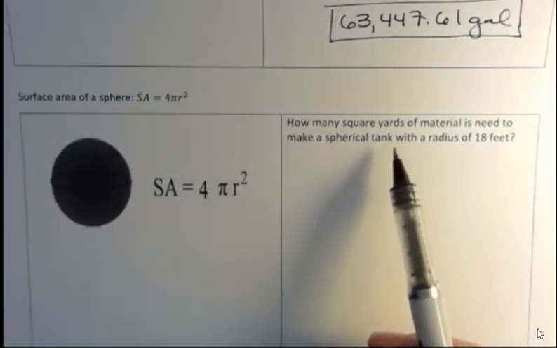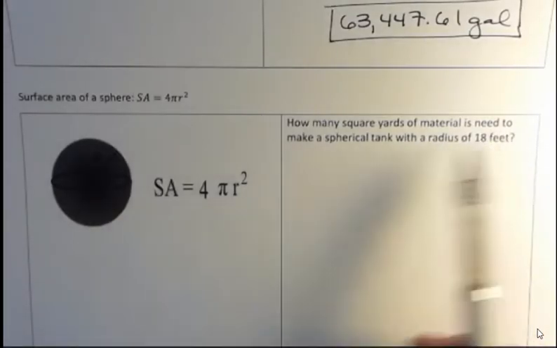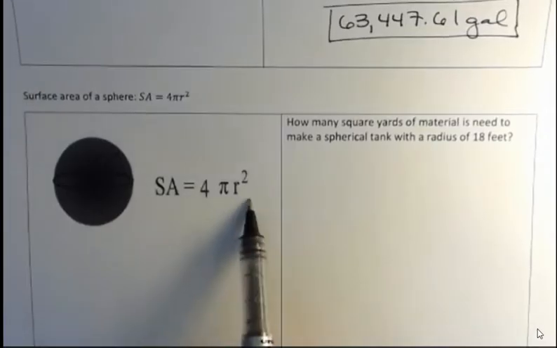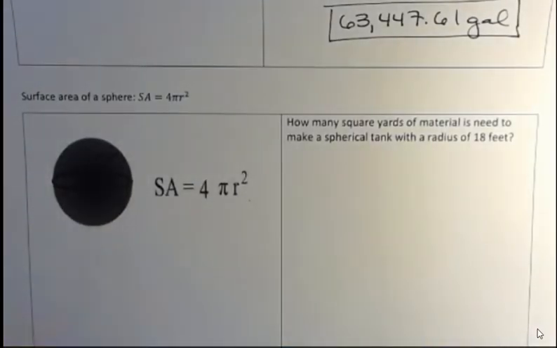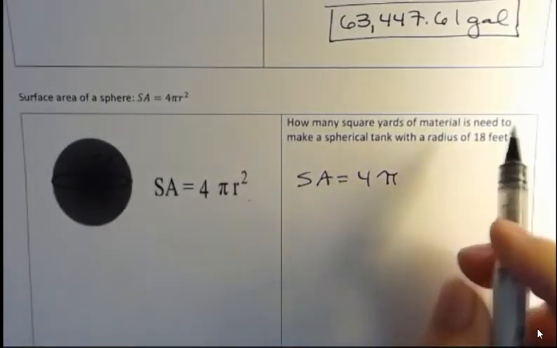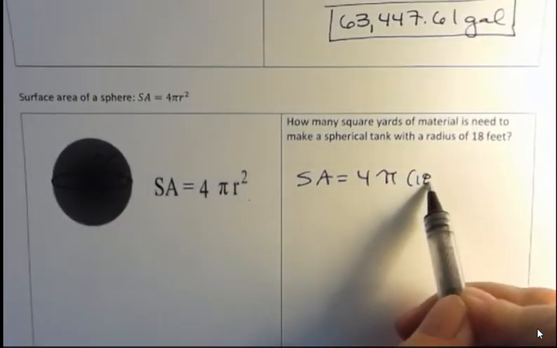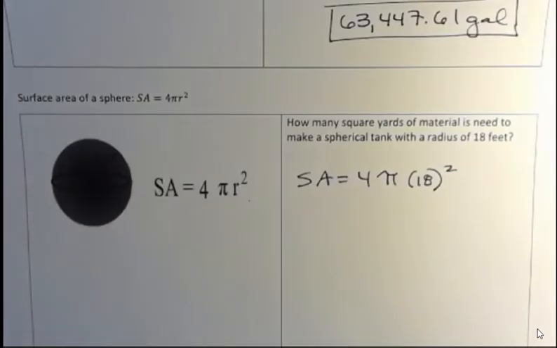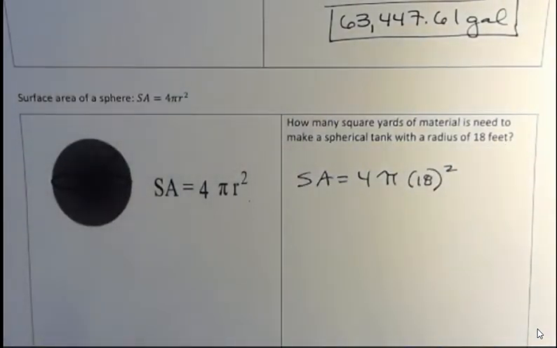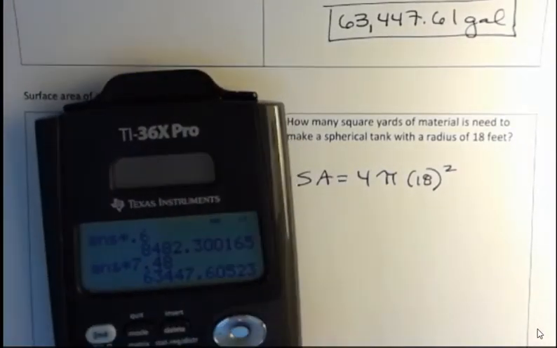How many square yards of material is needed to make a spherical tank with a radius of 18 feet? Look at this formula. The only thing you need is the radius. No problem. We're just going to do 4 and then pi and then the 18 squared. How many square yards though? Oh, so we do have to do a conversion at the end, right? Because we're given it in feet and we asked in yards. So that's tricky. I almost didn't notice, and I'm the one that wrote the problem. You really have to read these closely.